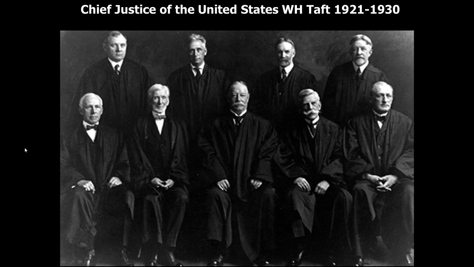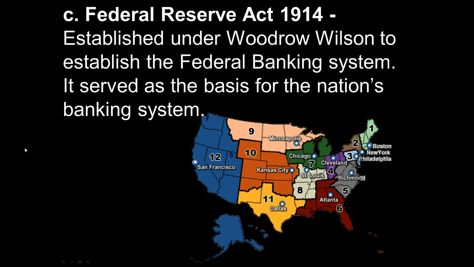All right, so on to the Federal Reserve Act of 1914. This basically was established under Woodrow Wilson. It established a banking system for the entire country. Now, I'm not talking about like BB&T and Wells Fargo. I'm talking about the Federal Reserve, like the bank that the government uses to loan out money to banks. That's what we're talking about.